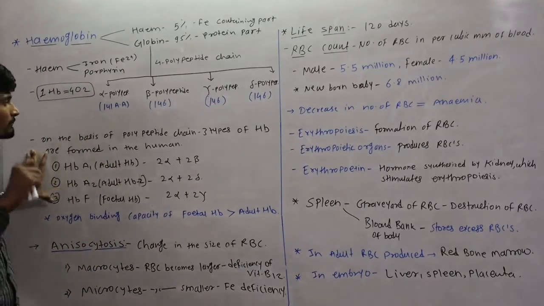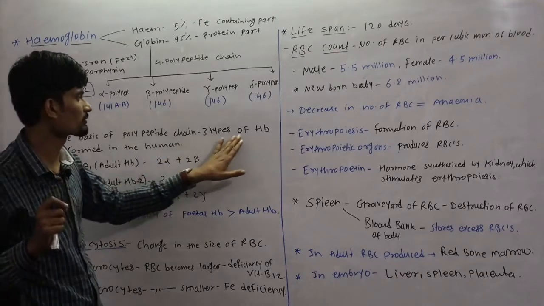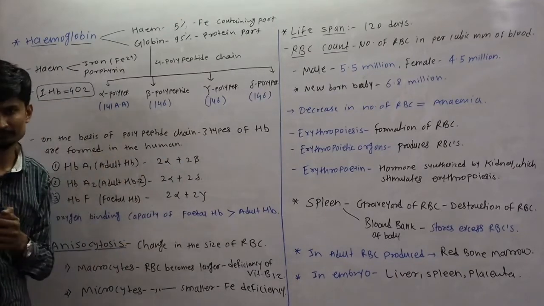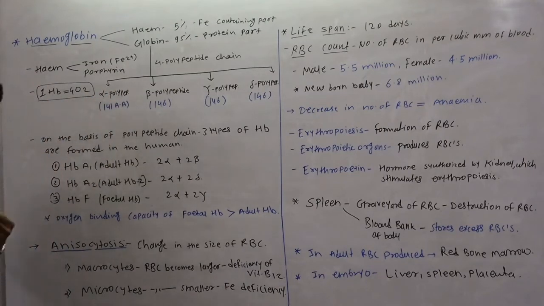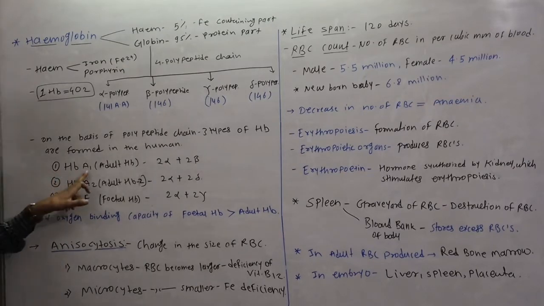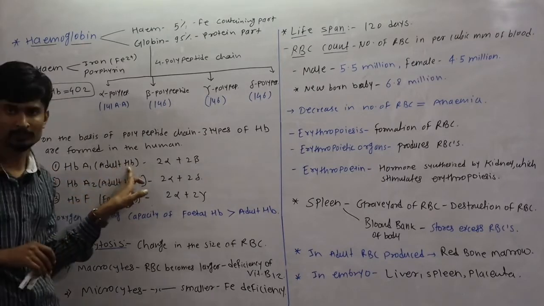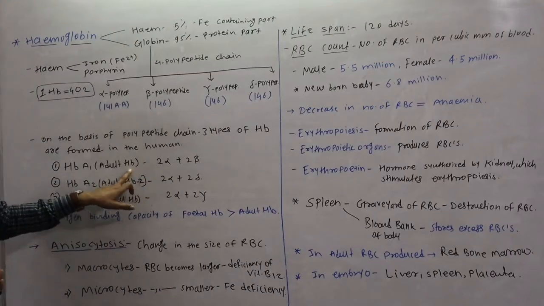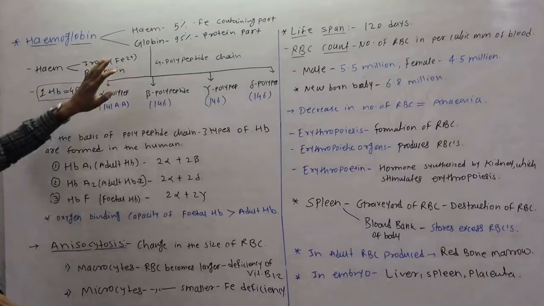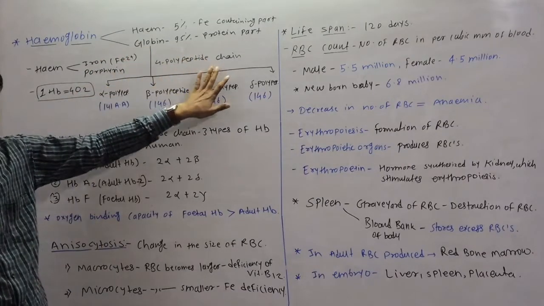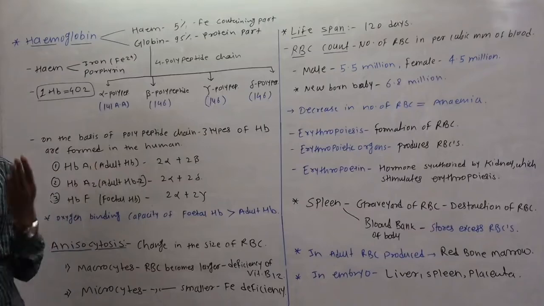Now on the basis of the polypeptide chains, there are 3 types of hemoglobin formed in the human body. These 3 types are HbA1, HbA2 and HbF. HbA1 means the adult hemoglobin. When a human being becomes an adult, the form is HbA1, that is adult hemoglobin, and it has 2 alpha and 2 beta, because globin has 4 polypeptide chains. So it contains 2 alpha and 2 beta, so it becomes 4.